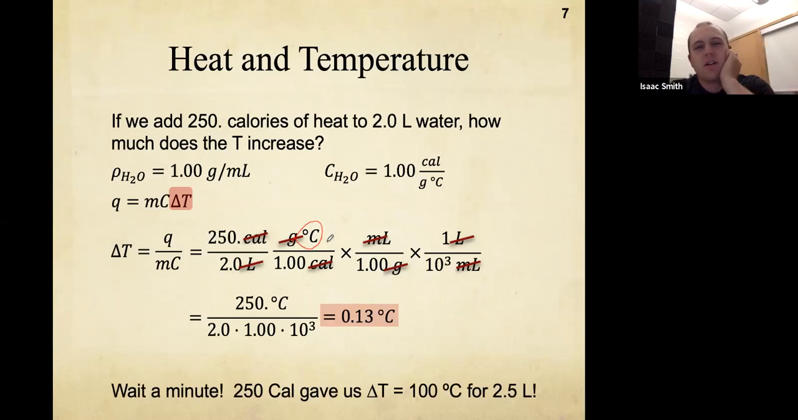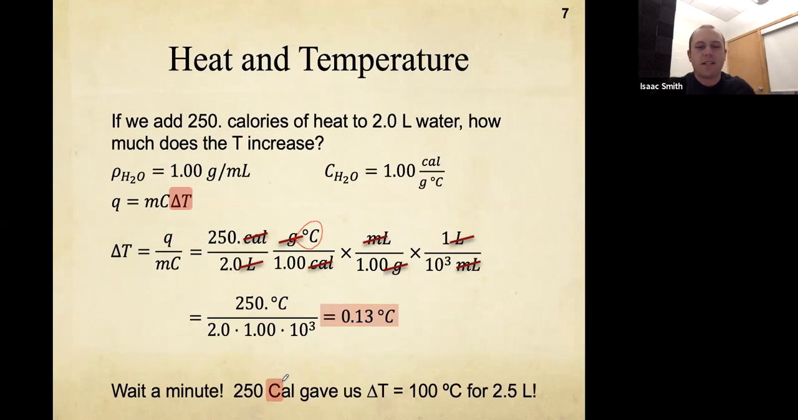So think about this. At that first question we talked about in this PowerPoint, we said 250 calories would heat 2.5 liters up 100 degrees Celsius. And now we're saying 250 calories would heat 2 liters of water only by 0.13 degrees Celsius. So you might think that doesn't make sense. Well, now we're going to talk about a common confusion that happens, okay?